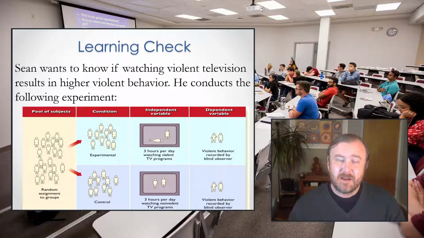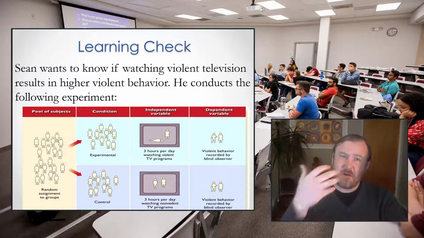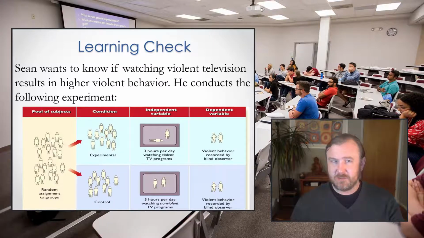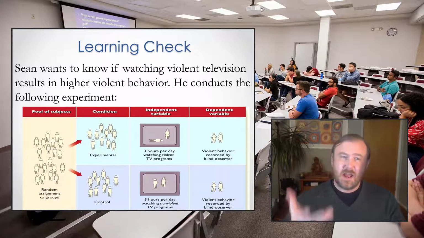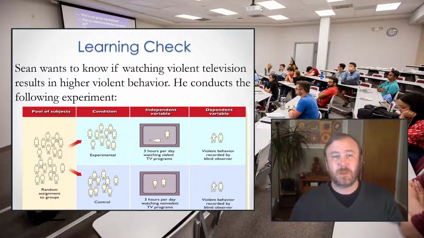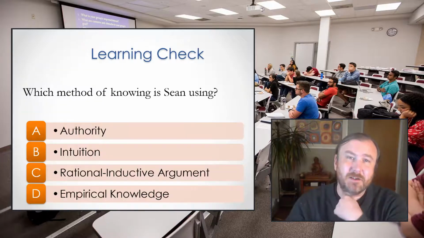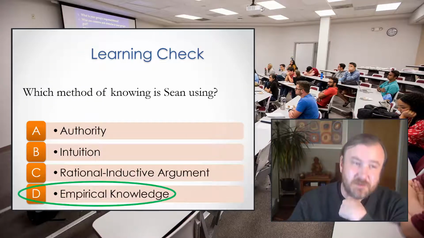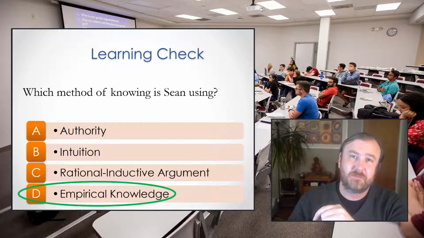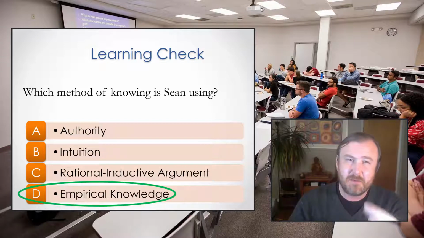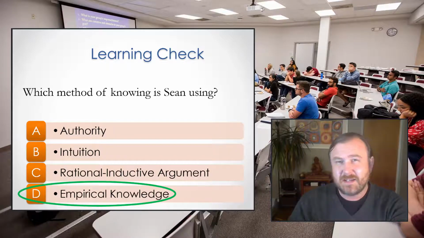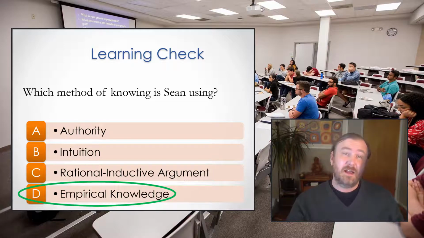Then after that, their behavior is measured by a blind observer, and he assesses how much violent behavior occurred in the experimental group and how much violent behavior occurred in the control group. So what kind of method would Sean be using? He's using empirical knowledge, right? He set up an experiment. He had a hypothesis, set up an experiment, collected data, and he needs to analyze it now, right?